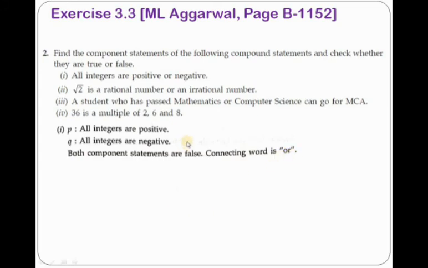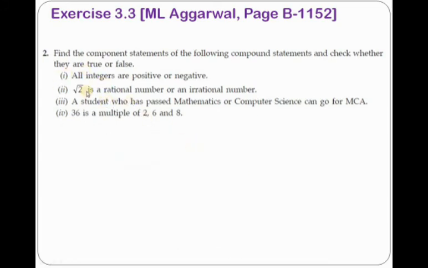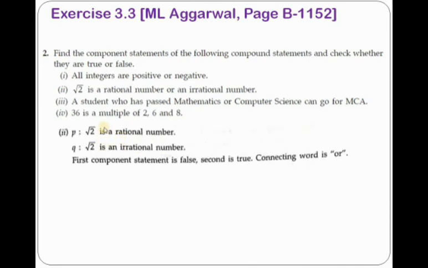Okay, so let's see the next one. Root 2 is a rational number or irrational number. Again, the connecting word is "or." So statement p will be root 2 is a rational number. Next will be root 2 is an irrational number. Let us have a look at statement p. Root 2 is a rational number. We know that this is false, right? Root 2 is an irrational number. This is true.